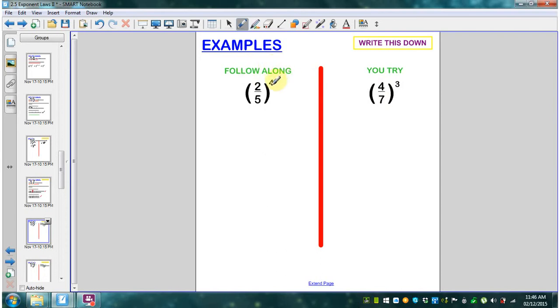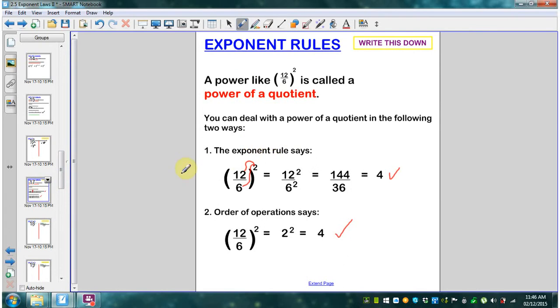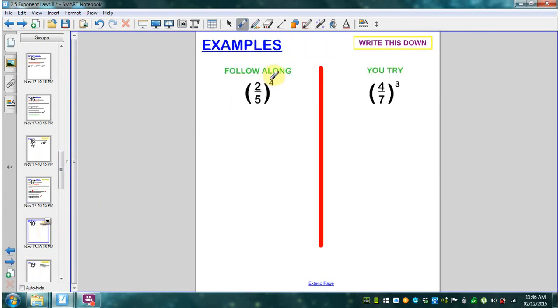Okay, so follow along. 2 over 5 to the power of 4. Now the first thing I check is, can I simplify what's in my brackets? In this case, I cannot. 2 over 5, 5 cannot go into 2. So I'm going to have to use my law of exponents, my exponent rule. So the exponent rule says I can bring this in to 2 to the power of 4. And I have to do that to my numerator, and I have to do that to my denominator. 5 to the power of 4.